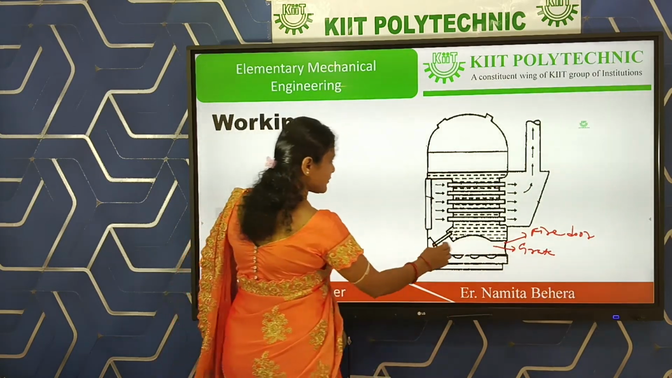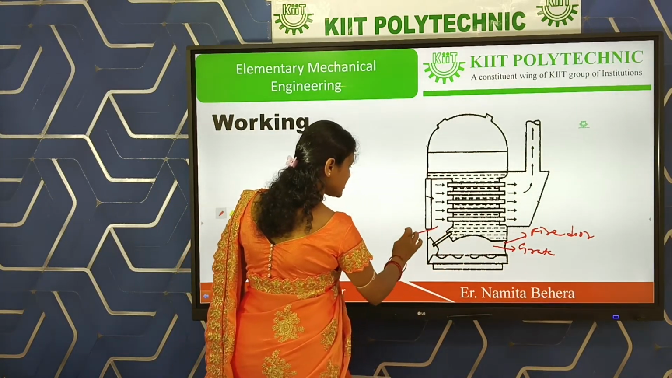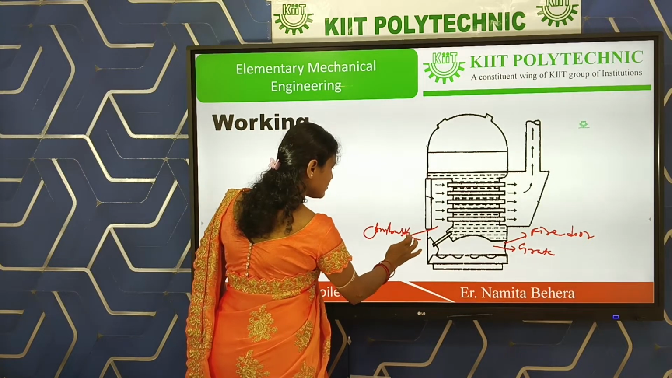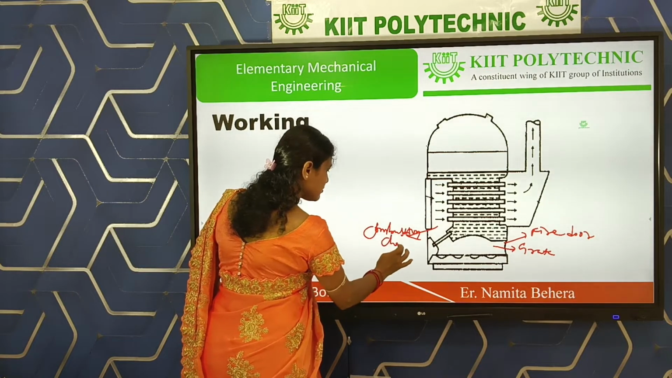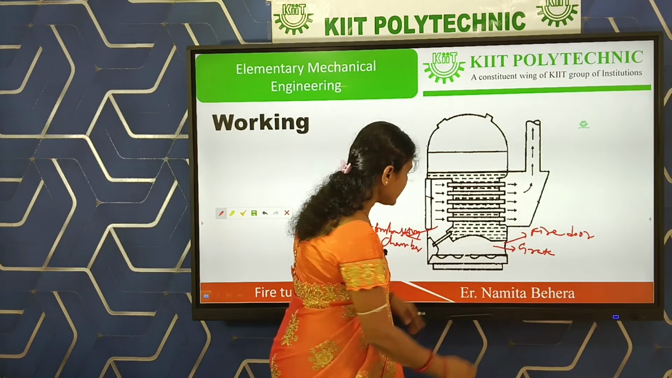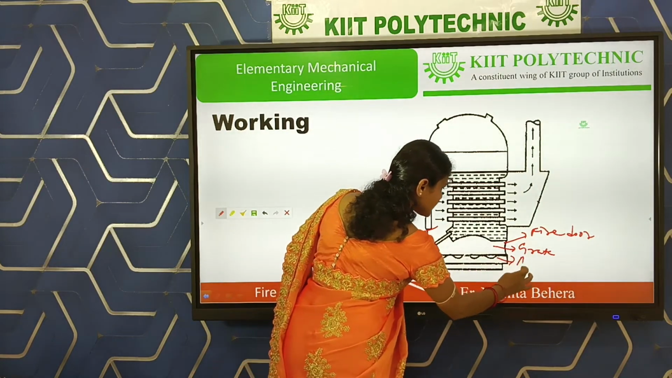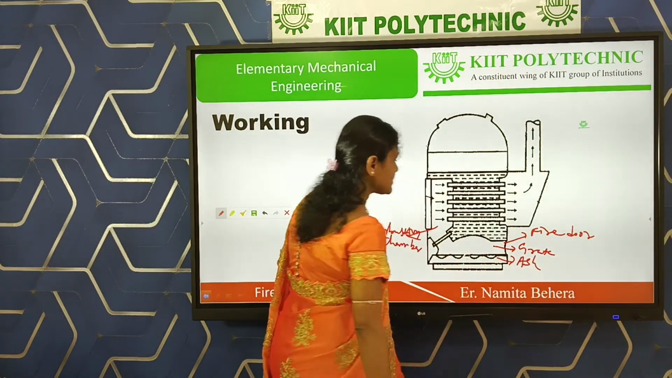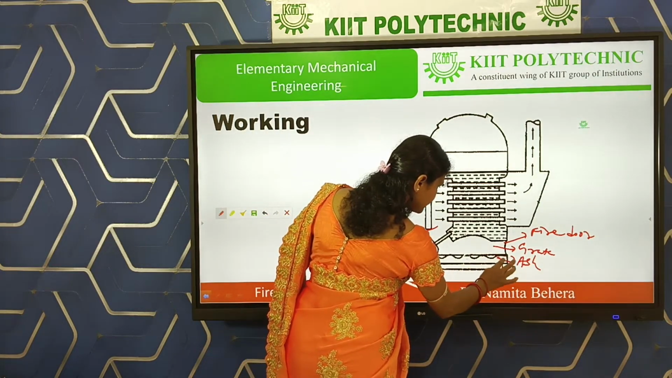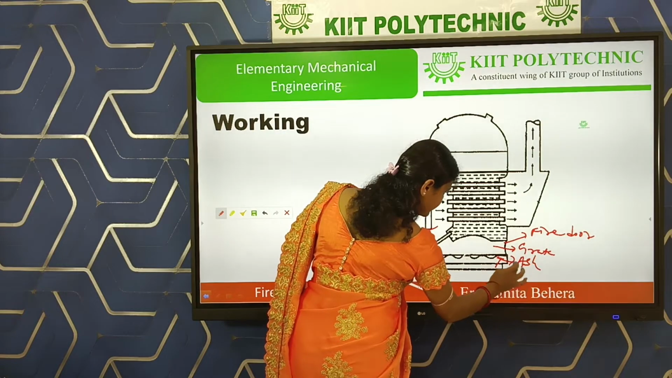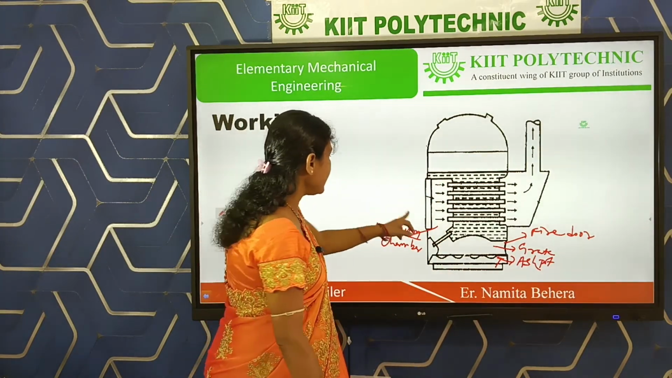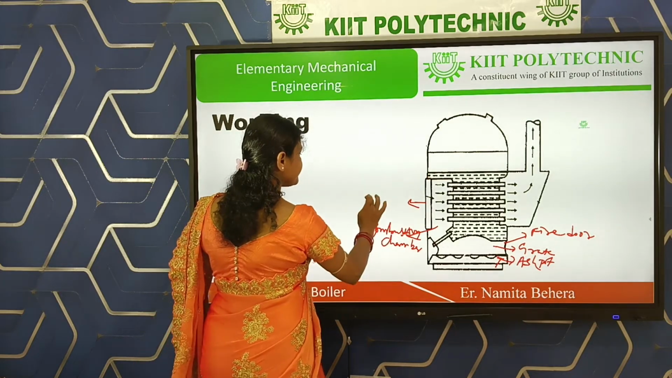Then this is called the combustion chamber. At the bottom of the grate, there is the ash pit, and ash comes out. Then the last one is this. Then this lining is called the fabric lining.